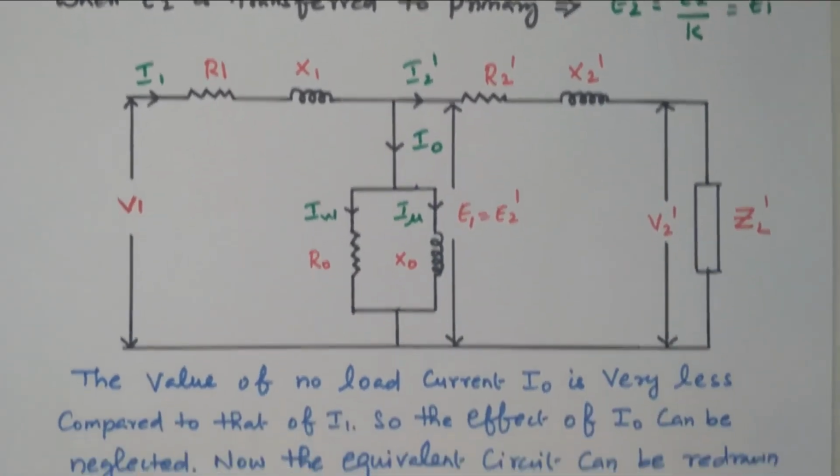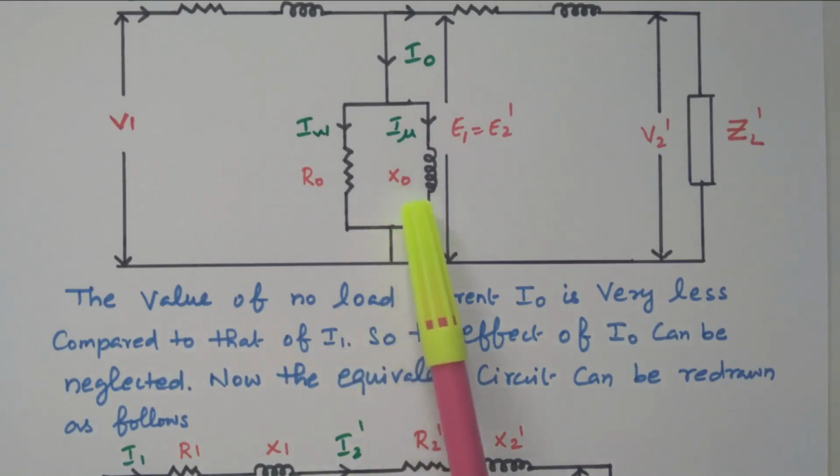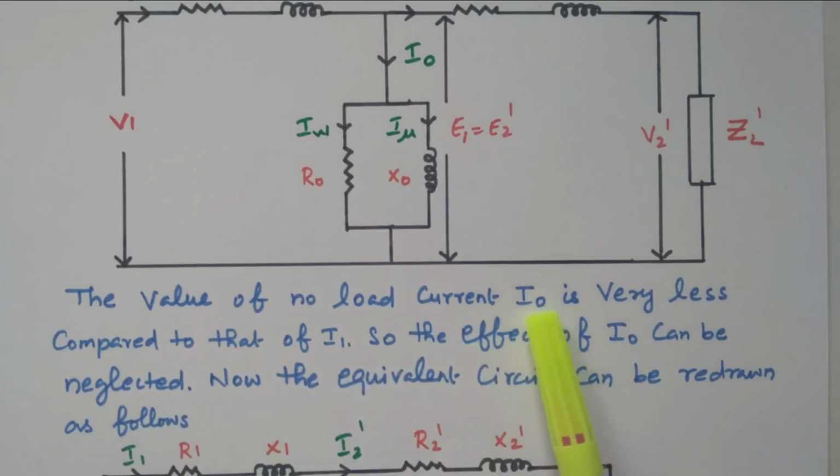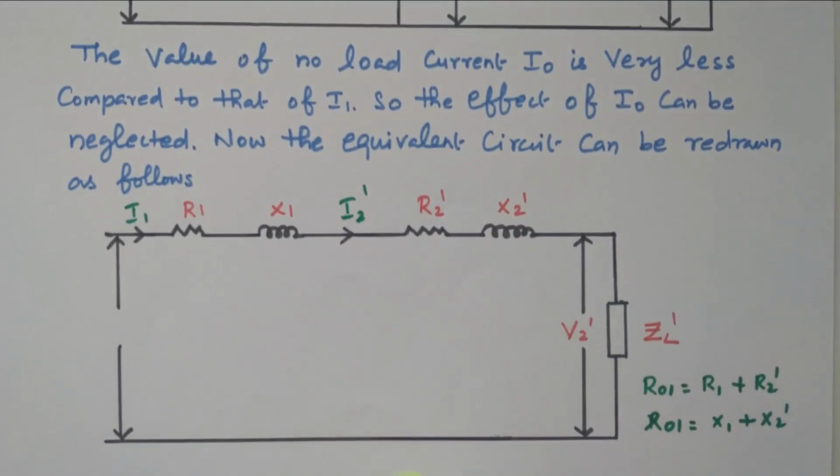So we can go for further simplification. The value of the no load current I naught is very small compared to I1. It is only due to the no load condition, and only a negligible amount of current flows, initially for magnetizing the circuit. So the effect of I naught can be neglected compared to I1. Compared to I1, I naught is very small, so we can neglect it. If we neglect I naught, the equivalent circuit will be simplified, so that we can draw it like this.